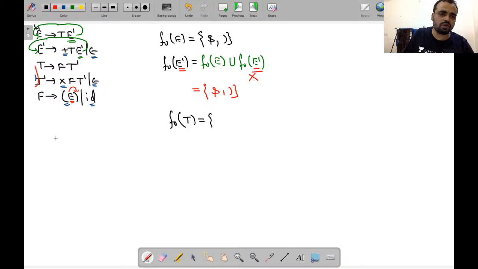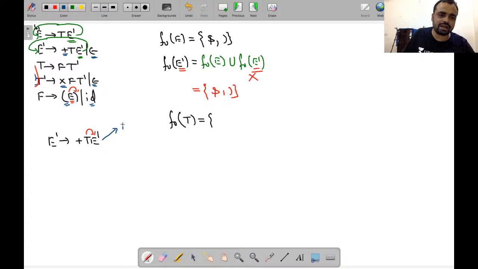So what is the follow of t? Just look upon the grammar. E dash to plus t e dash. We are trying to find out the follow of t. So what is the follow of t in this production? The follow of t is e dash, and e dash can be reduced by what? Epsilon, or by the same production rule.